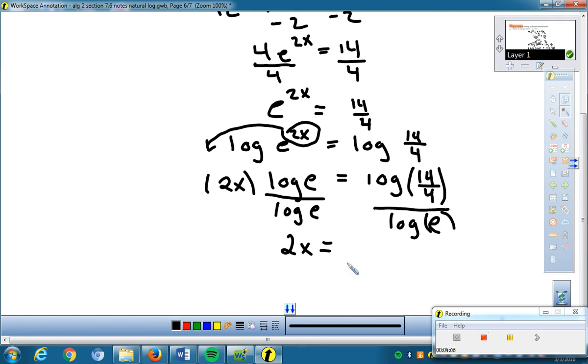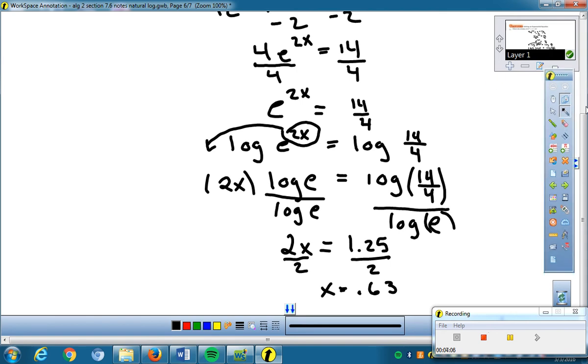What do we get? 1.25. Do we agree? Yep. 1.25, and then what? Divide by 2. And we get x equals? 0.63. 0.63 is 625. All right, and there's our answer.